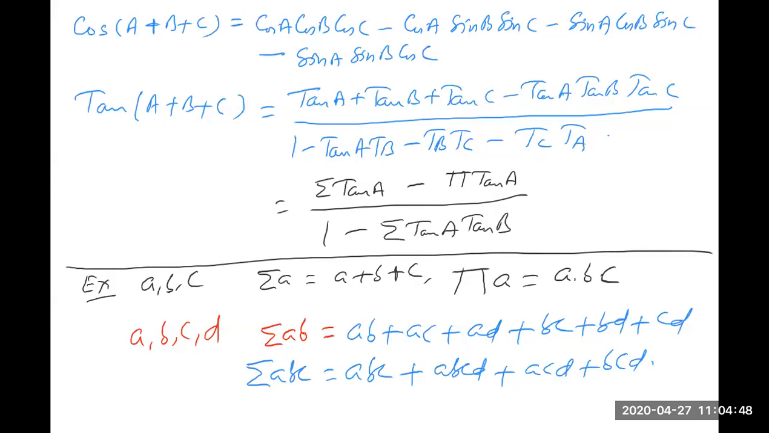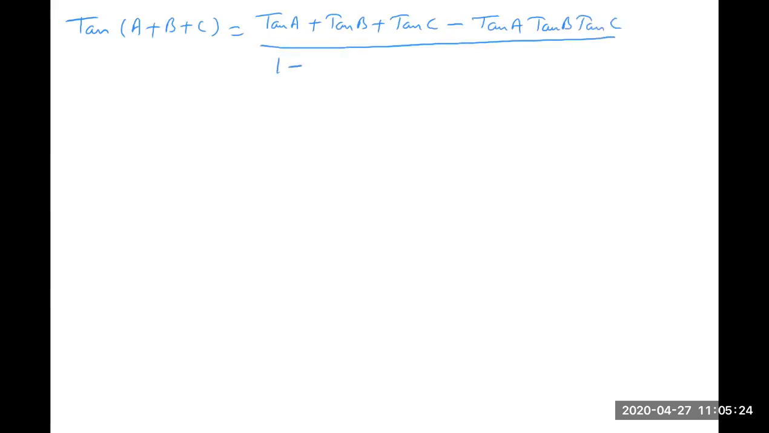Okay, so come to next then. See this formula again I'm writing because I have to derive some important results from this: tan(A+B+C). So tan(A+B+C) is equal to (tan A + tan B + tan C − tan A tan B tan C) upon (1 − tan A tan B − tan B tan C − tan C tan A). This is the form.